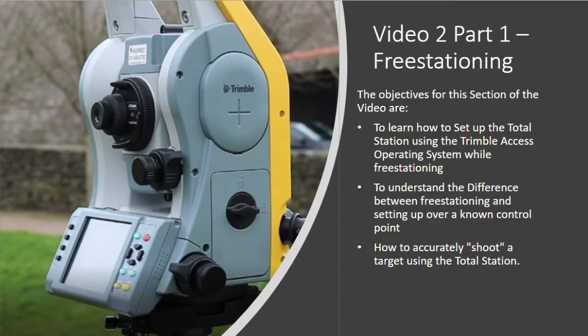And in this video we will demonstrate how to navigate through the Trimble Access operating system in order to complete an accurate setup of the machine. This is the first part of the video, which will focus on freestationing. The objectives for this part of the video are to learn how to set up the total station using the Trimble Access operating system while freestationing, to understand the difference between freestationing and setting up over a known control point, and how to accurately shoot a target using the total station. Later on in the video, we will demonstrate how to set up the machine over a known control point.